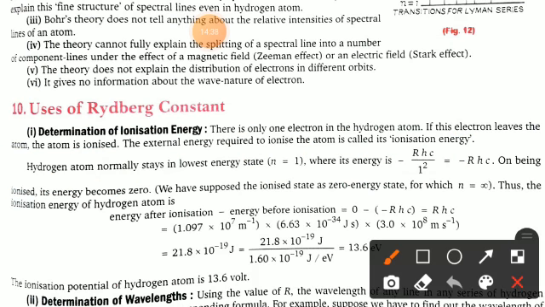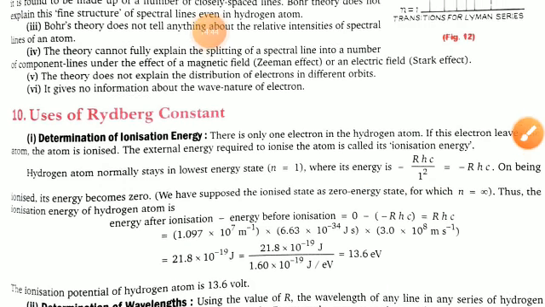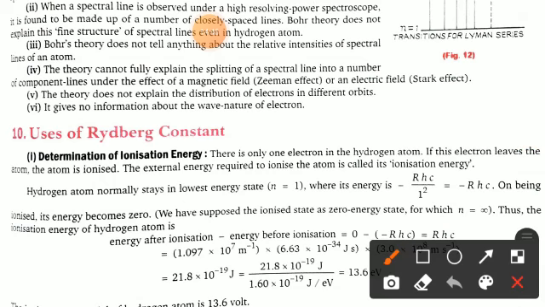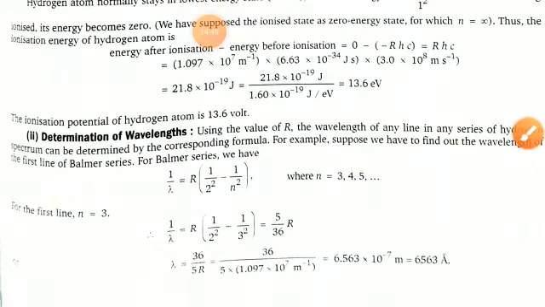So for this n equals infinity, and thus the ionization energy of the hydrogen atom comes out to be 13.6 eV. This is the ionization energy for the hydrogen atom. So you have to just remember this.